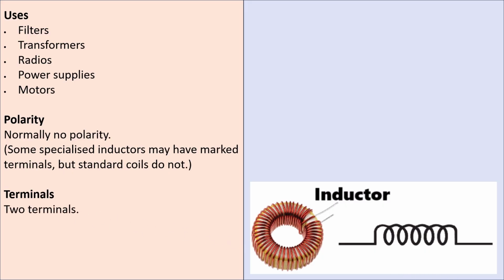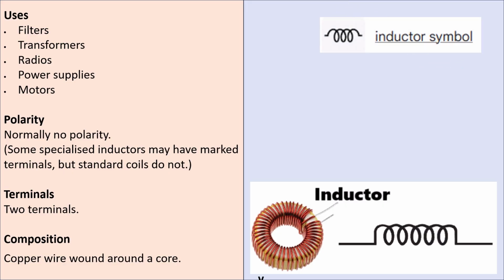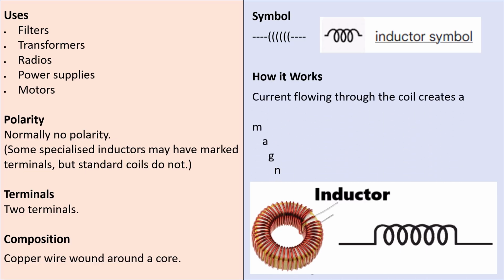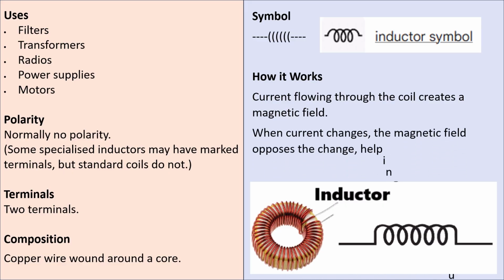Terminals, 2 terminals. Composition, copper wire wound around a core. There's the inductor symbol, or it can look like that. How it works: current flowing through the coil creates a magnetic field. When current changes, the magnetic field opposes the change, helping smooth current and store energy temporarily.